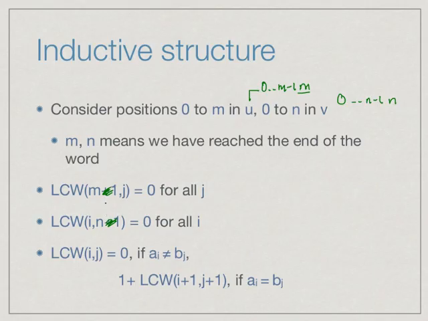So we have that if we reach m, then LCW of m comma j is 0 because we have gone past the length of u. Similarly, if we reach n, then LCW of i comma n is 0 because we have gone past the length of v. And if we have not gone past the length, if we are somewhere inside the word in a valid position, then the length is going to be 0 if ai is not equal to bj. Otherwise, inductively, I compute the length from i plus 1 and j plus 1 and I add 1 to it. This is the case when ai is equal to bj because that segment I can extend by one. So this is just stating in equation form the inductive definition that we proposed earlier.